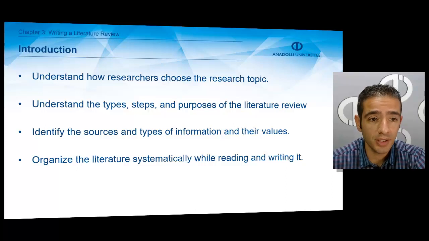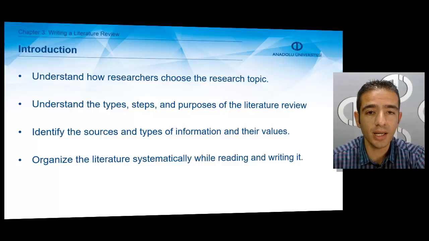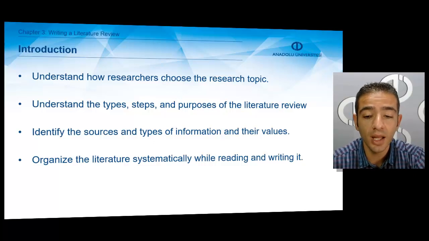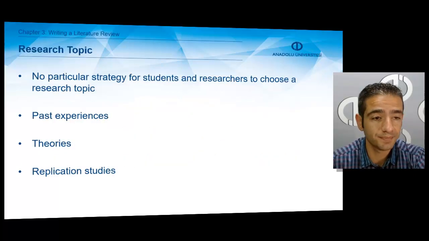At the end of the chapter, you will understand how researchers choose the research topic. You will be able to understand the types, steps, and purpose of the literature review. You will identify the sources and the types of information and their values, and you will be able to organize the literature systematically while reading and writing it.